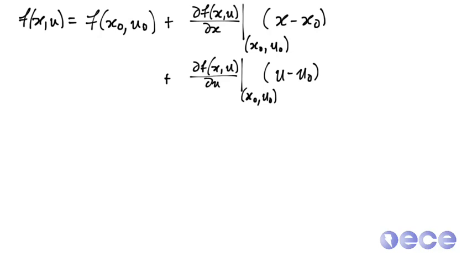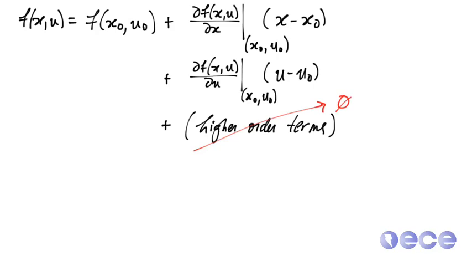So now I have our original operating point, f of x0, u0, plus the first order term with respect to x, and the first order term with respect to u. So these three will be a pretty good but not perfect approximation. I'm going to assume that all of the higher order terms go to 0. If they don't go to 0, then my linear approximation will not be very accurate.